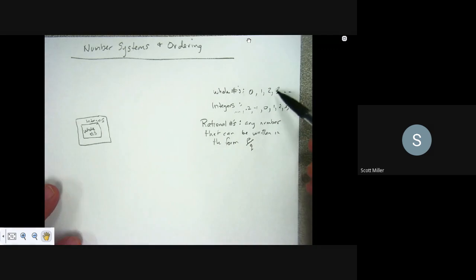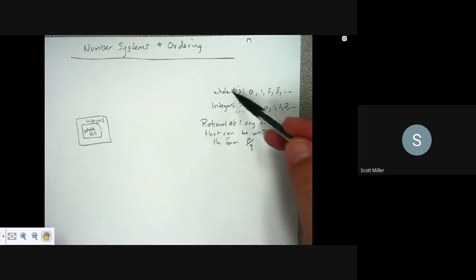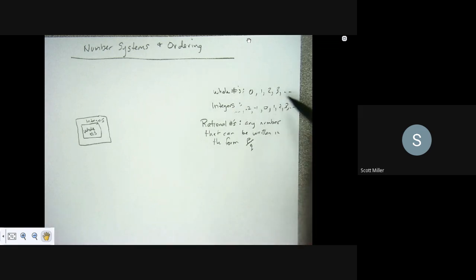So is 3 a rational number? Yes. If I write 3 as a fraction, it would be 3 over 1. That is a fraction form, so 3 is a rational number. In fact, every whole number is a rational number. Every integer is a rational number. Every fraction you can think of is a rational number, but yet there is even more than those.